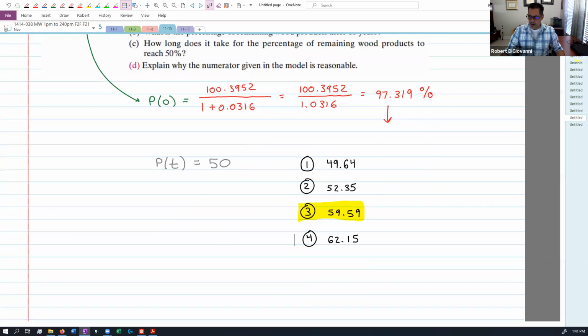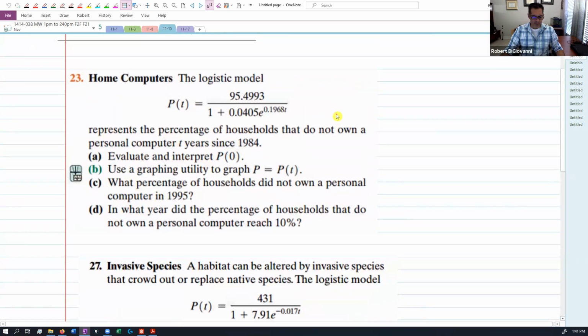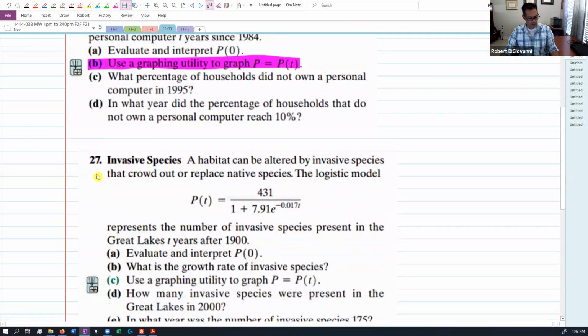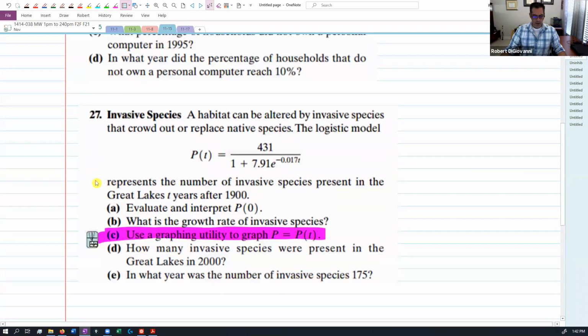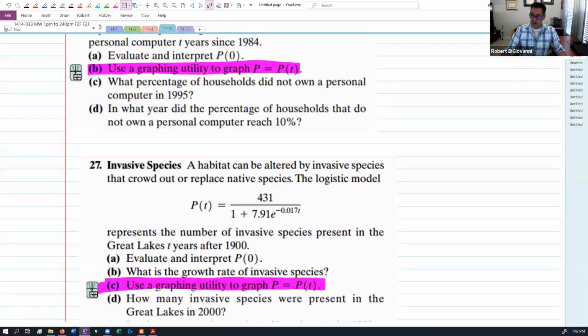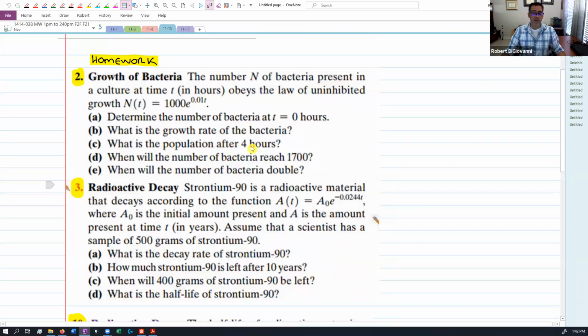That does it for this section. Your homework, you've got these 2 logistic problems. Again, I would skip the parts that have the calculator next to them. See how you do with those. And that wraps up this section. Okay, we're ready to move on.